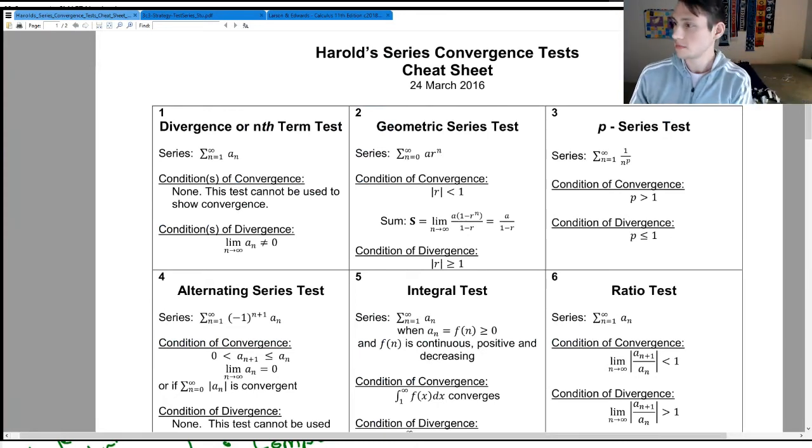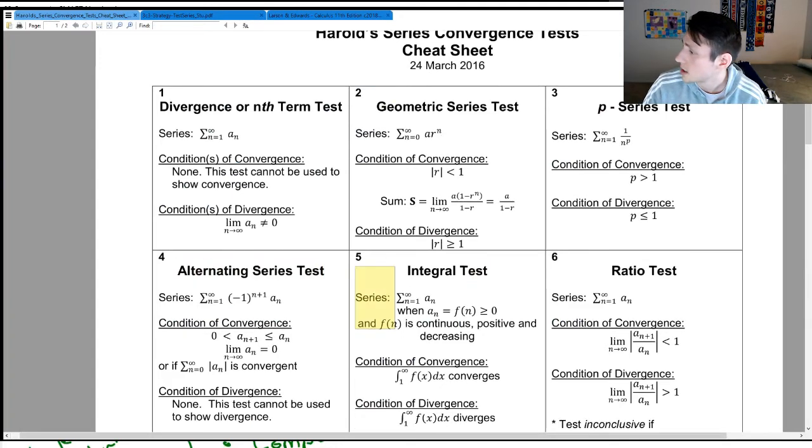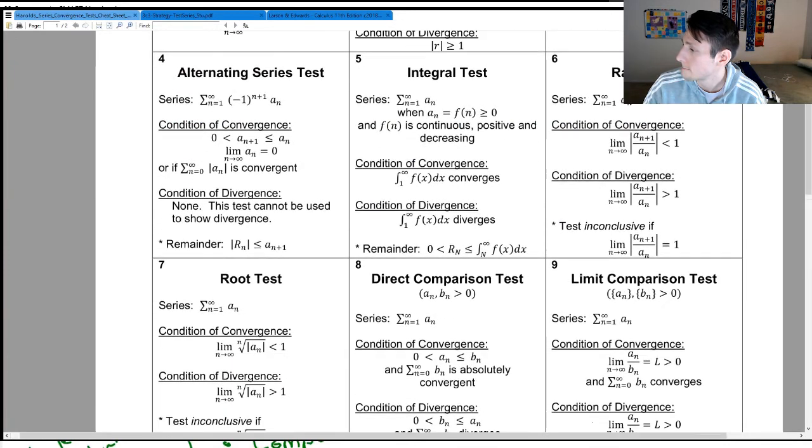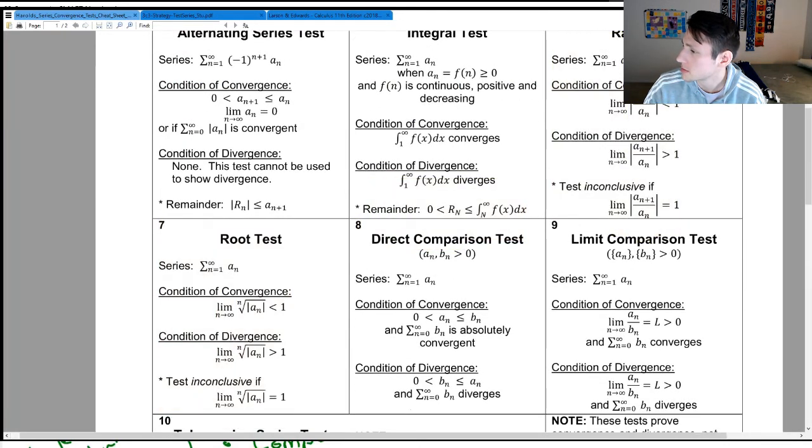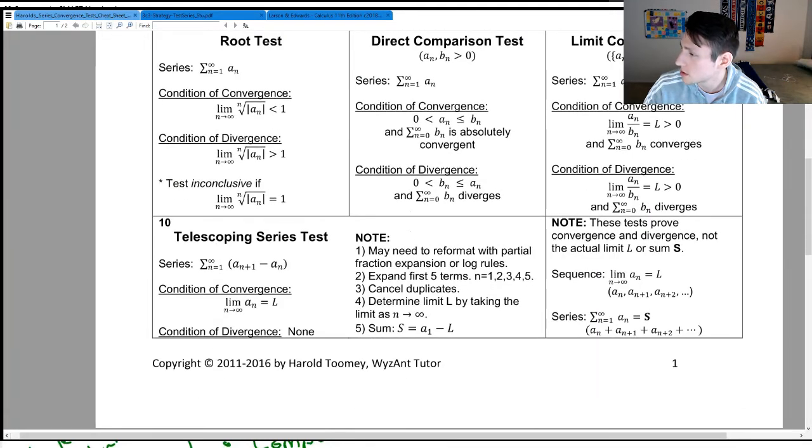Okay, same one. So nth term test. Again, this is a great place to start. This is such a quick test that you can often just look and imagine, oh, would this limit be 0 or not 0? Well, if it's not 0, we can automatically say it diverges. So nth term test, wonderful first quick test. Geometric series, same stuff. P series. Alternating series. Integral test. Ratio test. Direct comparison. Root test we didn't do. Limit comparison we didn't do. Telescoping series we did.